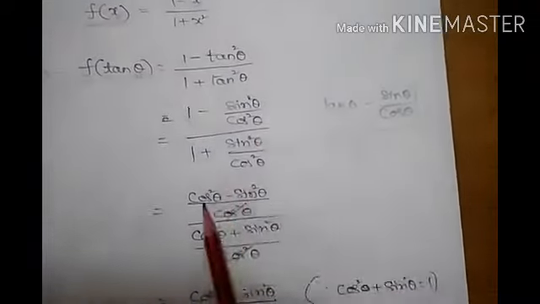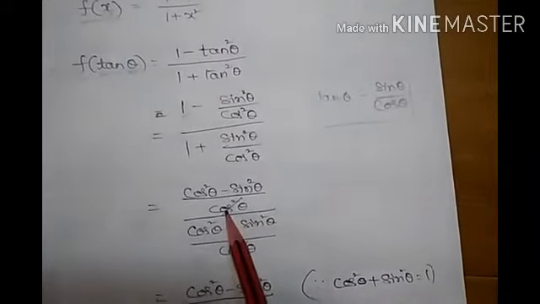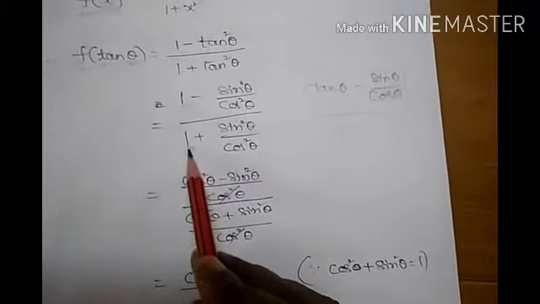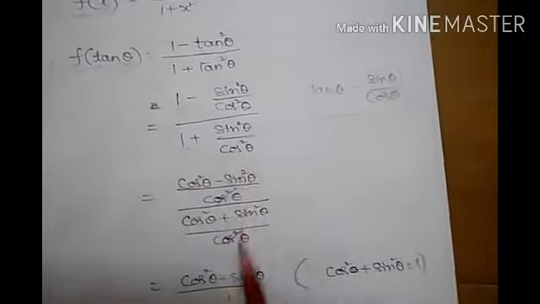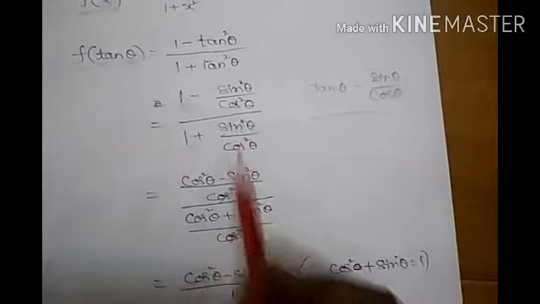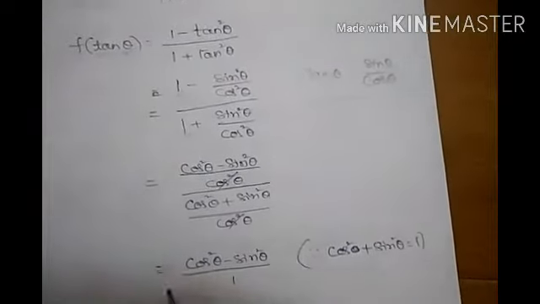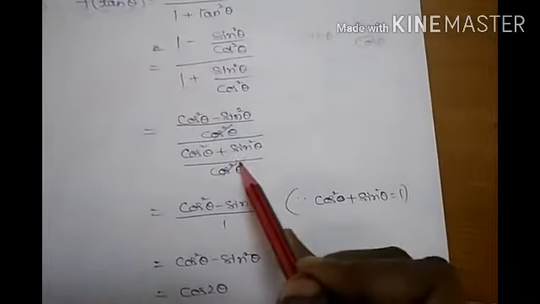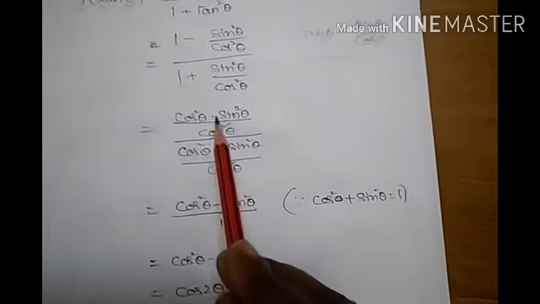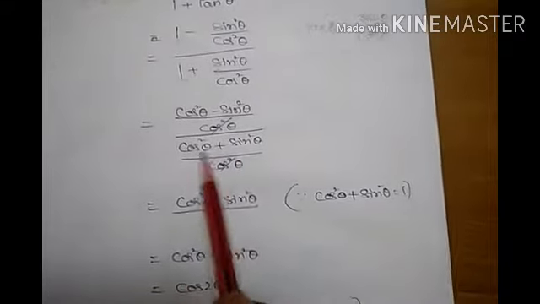So cross multiply these things: cos square theta minus sin square theta whole divided by cos square theta, which is again divided by, here also take LCM, multiply these things, cos square theta, and cross multiply: cos square theta plus sin square theta. That is equal to cos square theta, and cos square theta gets cancelled. Now cos square theta minus sin square theta by, what is the value of this cos square theta plus sin square theta?